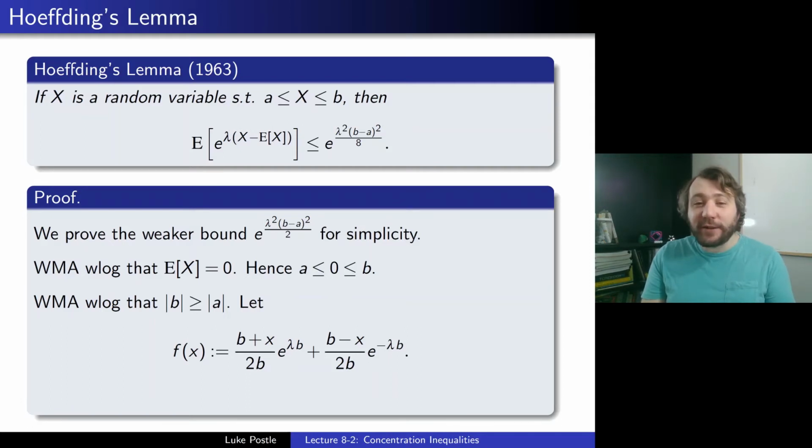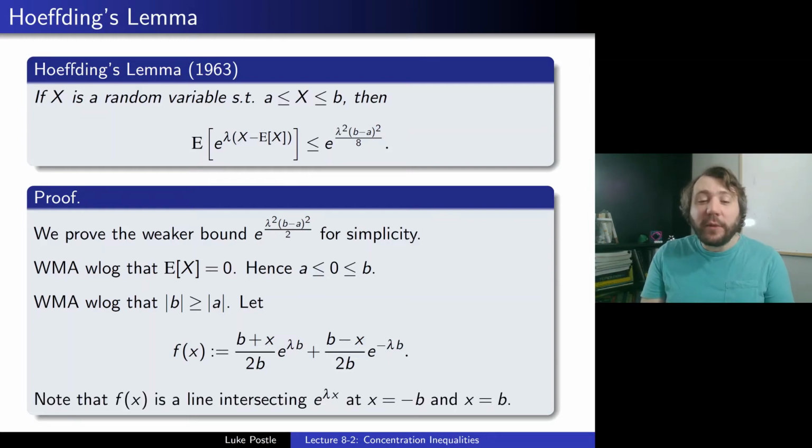So here I'm going to make a function f of x, which will be (b plus x) over 2b times e to the lambda b, plus (b minus x) over 2b times e to the minus lambda b. Now where does that function come from? Really, if you think about it, it's a line, kind of the chord, intersecting e to the lambda x at x equals negative b and x equals b, right? So if you put x equals negative b in there, then you end up with e to the negative lambda b, and if you put b in there, you get e to the lambda b. So this is indeed hitting that e to the lambda x in exactly those 2 points. So that's how I made the function.